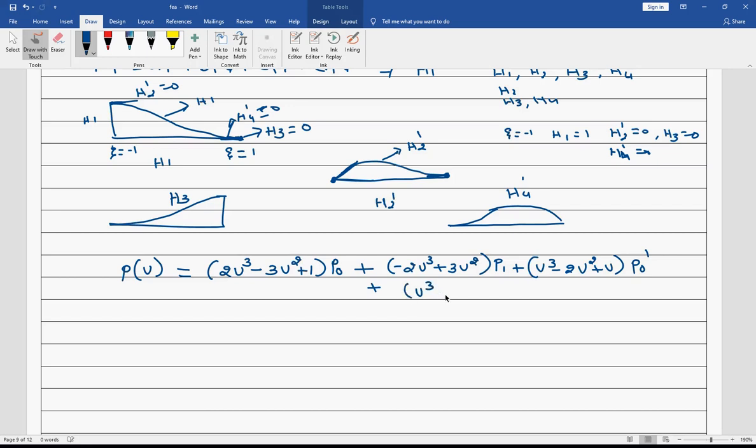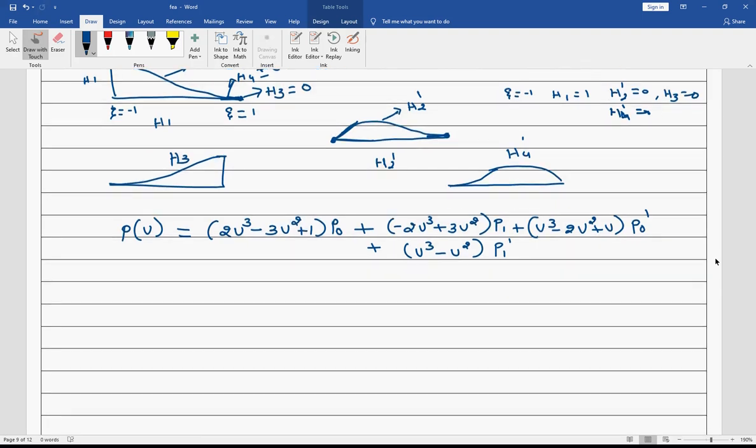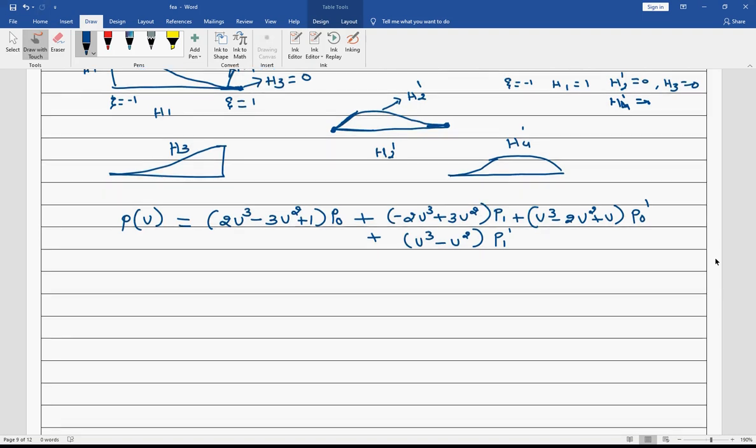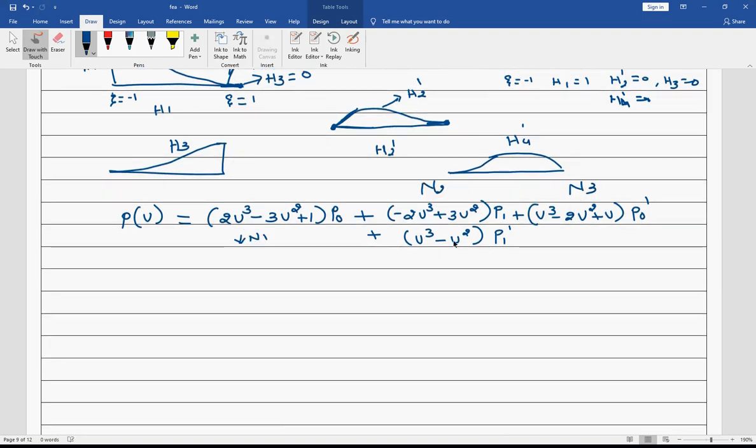plus u cube minus u square, p1 dash. This is what we derived, and at that time I told you that this is my n1, this is my n2, this is my n3, and this is my n4. At that time I told you that I am not going to derive the shape functions in the case of the beam problem, where we are going to require them. Now the one problem here is that u varies from 0 to 1, and whatever shape function is there is bounded by this limit, 0 to 1.